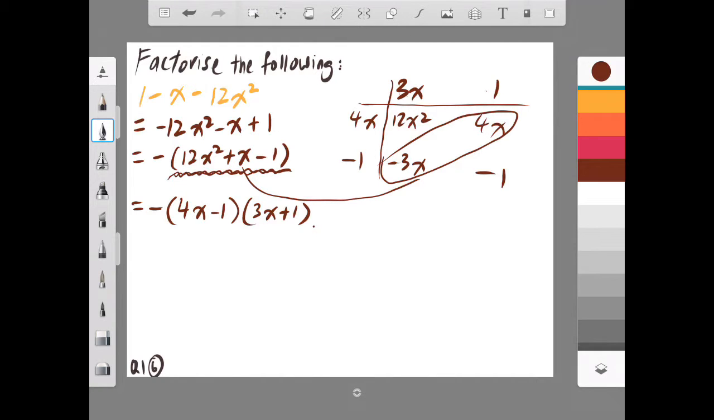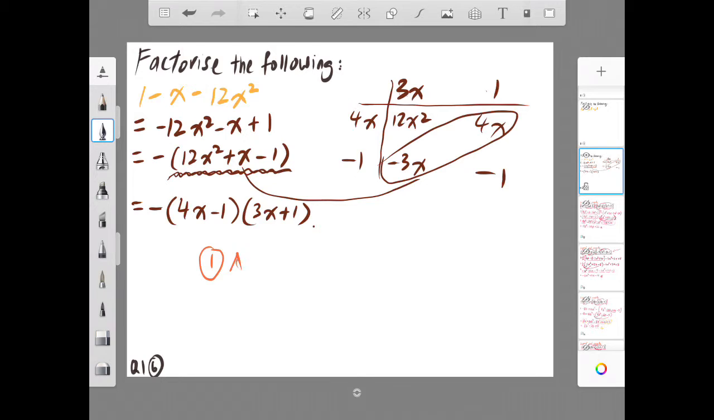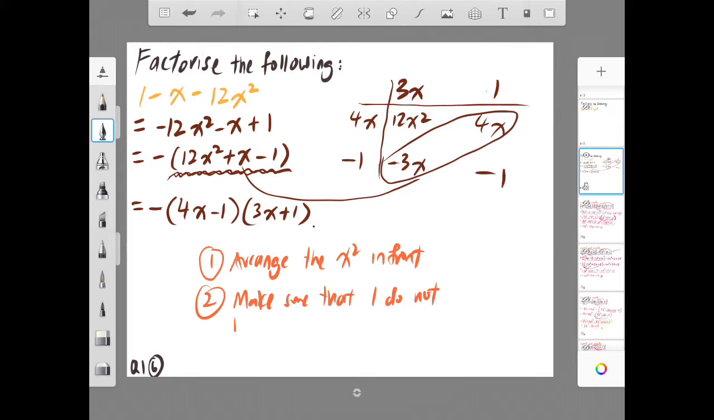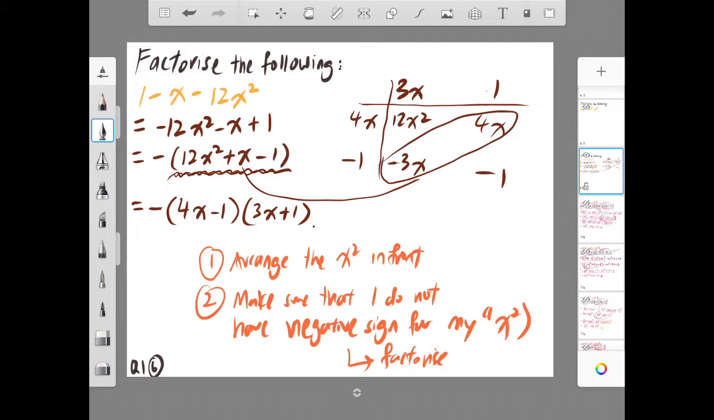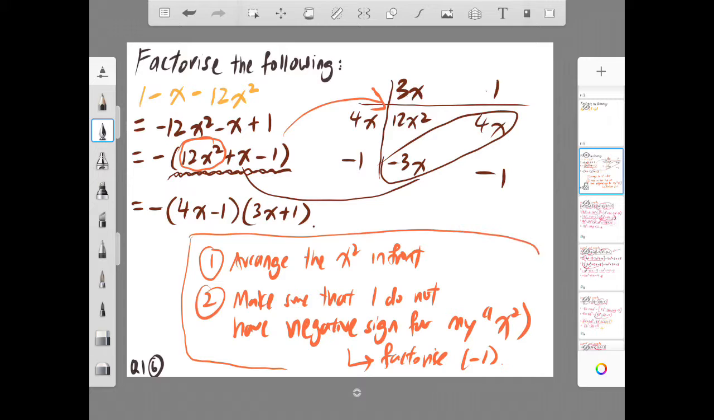Just one key thing to take note of for this kind of question: normally I will arrange the x squared in front, and secondly I will make sure that I do not have a negative sign for my x squared. In this case, I factorize out my negative 1 first, so that I do not have the negative x squared to factorize using the multiplication frame. I realized that this method allows lesser room for careless mistakes, so this is what I recommend myself.